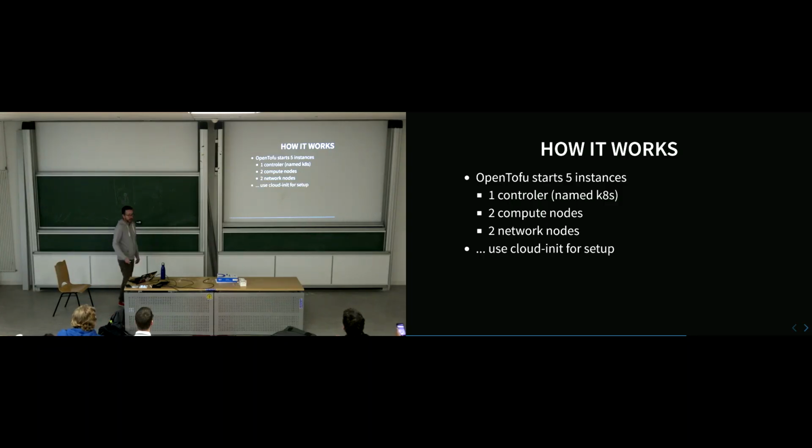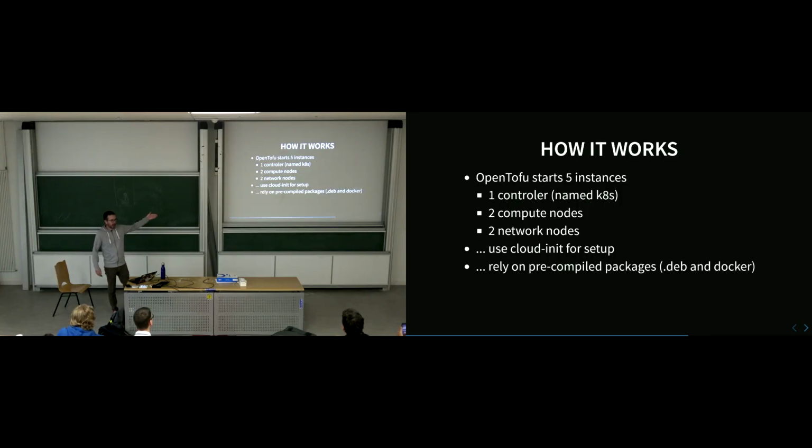And I will use Cloud Init for setup because it's easy and I'm lazy. I will just write a big post-install script and give it to the instance and expect it to be executed at the end and to be executed successfully. I will rely on precompiled packages. I built some Debian packages and Docker images in order to start my Nova, Neutron, etc. So I'm not relying on any vendor package, so it's not the Ubuntu one or the Debian one.